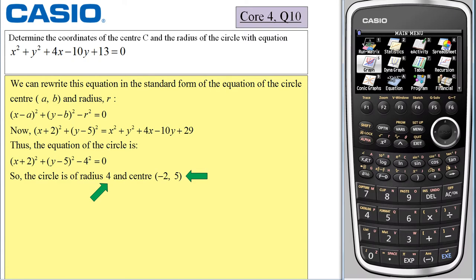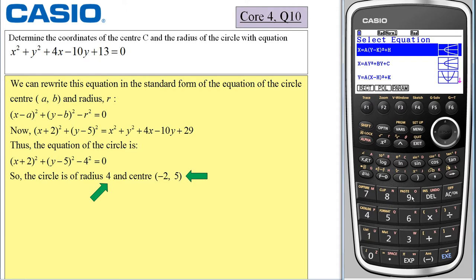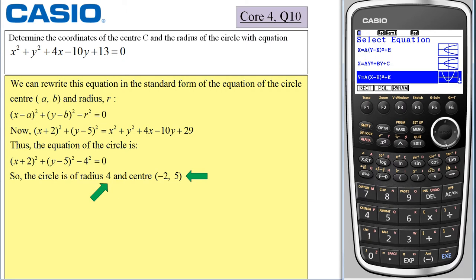I want to use graph option 9 this time, the conic graphs, and it gives me different options, and I'm going to scroll down until I find the equation of a circle. There's one form of the equation of a circle, and there is another form of the equation of a circle, and that's the one I'd like, so I select execute.